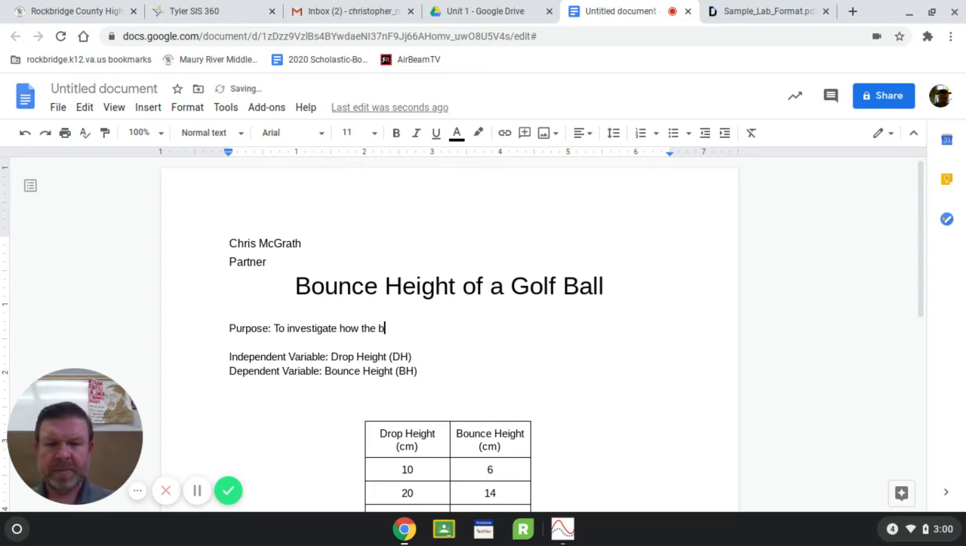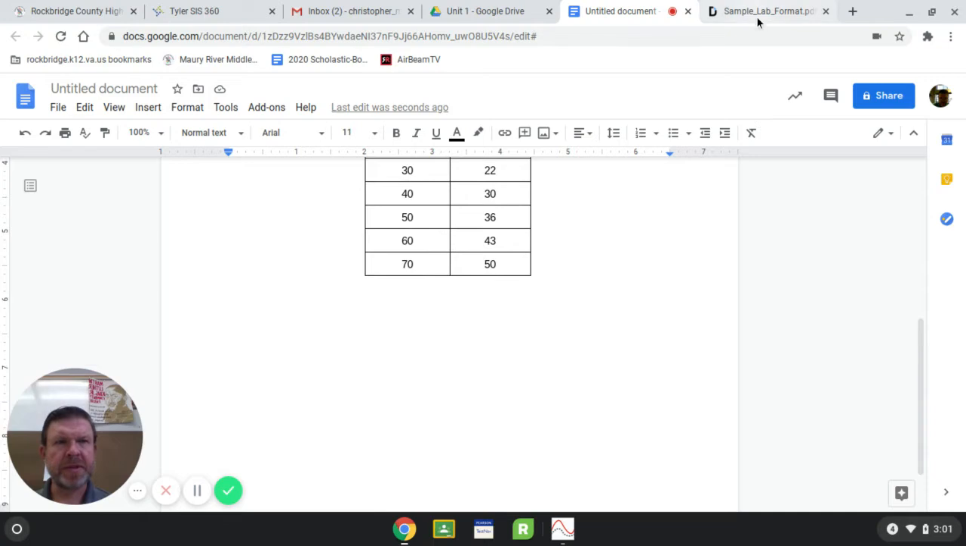So how the bounce height of a golf ball depends on the bounce height. To investigate how the bounce height of a golf ball depends on the bounce. Oops, just kidding. Depends on the drop height. All right, that's my purpose. You can make these little title things bold if you want. Doesn't matter too much to me.